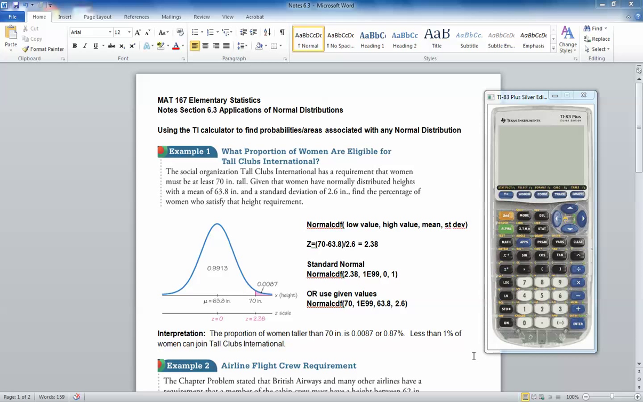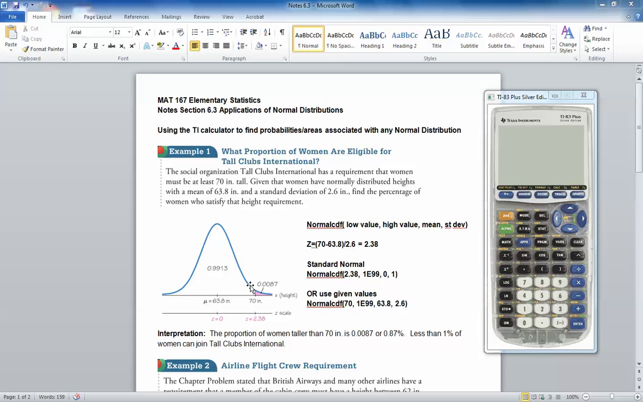In this video, we'll learn how to use the TI series calculator to find normal probabilities or values associated with any normal curve, not just the standard normal. This section corresponds to section 6.3 in the textbook, Applications of Normal Distributions. For all of their problems, the textbook converts values to z-scores, and then uses the table or a calculator to read the z-scores. We're going to learn how to do both.